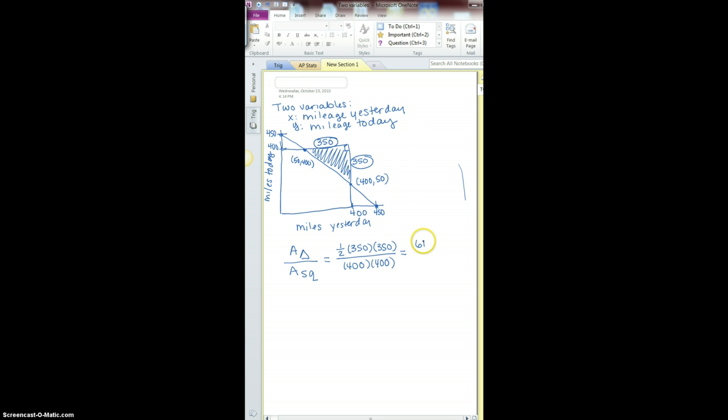So computing that, you'd get 61,250 divided by 160,000, which would reduce to 49 over 128, which is approximately 0.383. And that would be problem 1.